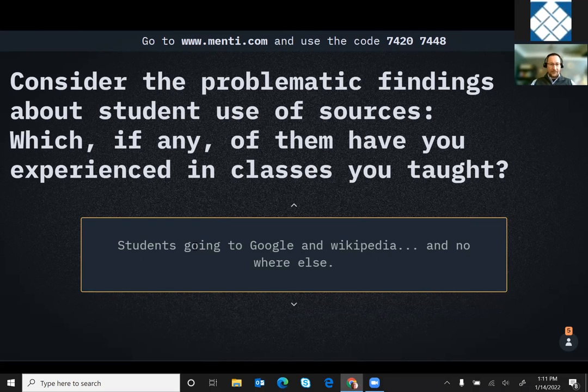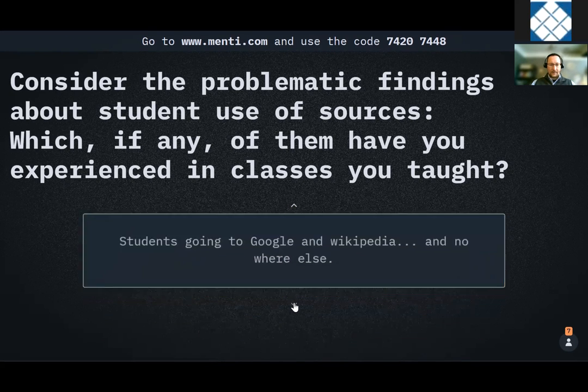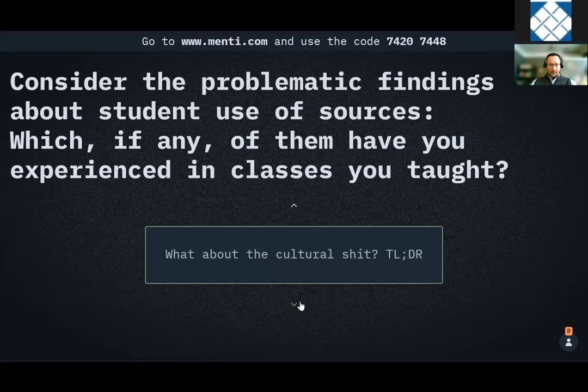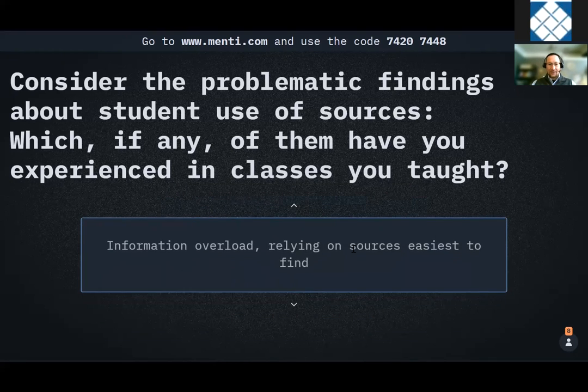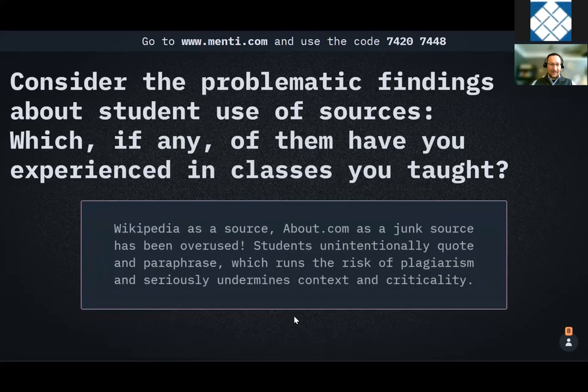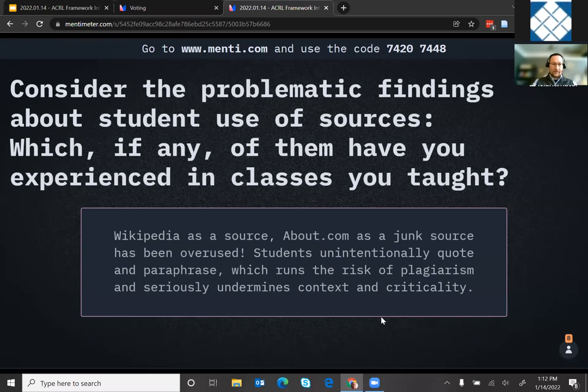I see that somebody wrote that students would go to Google and Wikipedia and nowhere else. What about cultural stuff? All of these problems. Information overload, easy sources, yep. Wikipedia as a source, about.com, mm-hmm. Unintentional quotation paraphrase, right? Undermining context, criticality, definitely all these things. Okay.